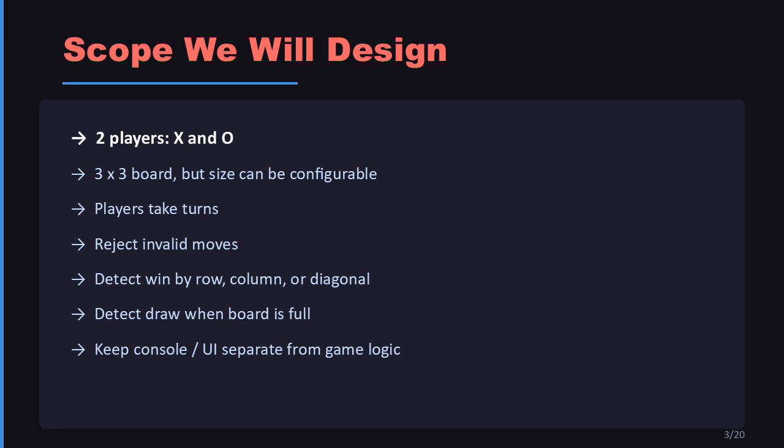Let us define scope clearly. We have two players, X and O. The default board is 3x3, but we will keep the board size configurable. Players take turns. The system rejects invalid moves. After each valid move, it checks win or draw. We are not designing online multiplayer, ranking, matchmaking, or a graphical UI. The goal is clean game logic that you can explain in an interview.